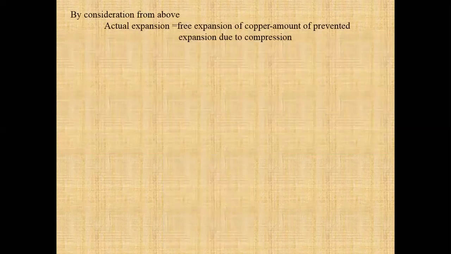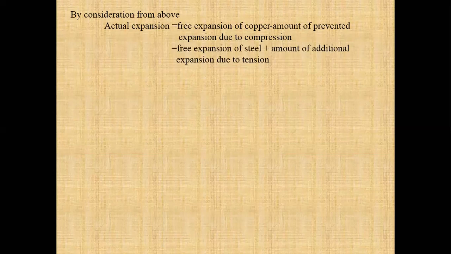Now, let us consider the first one. Actual expansion is equal to free expansion of copper, but that would be reduced by the compressive thermal stress. Therefore, free expansion of copper minus the amount of prevented expansion due to compression is the actual expansion in copper, and that will be equal to free expansion of steel plus the amount of additional expansion due to tension that is subjected by the pull of copper material. So this should be understood properly. Then the things would be equal.